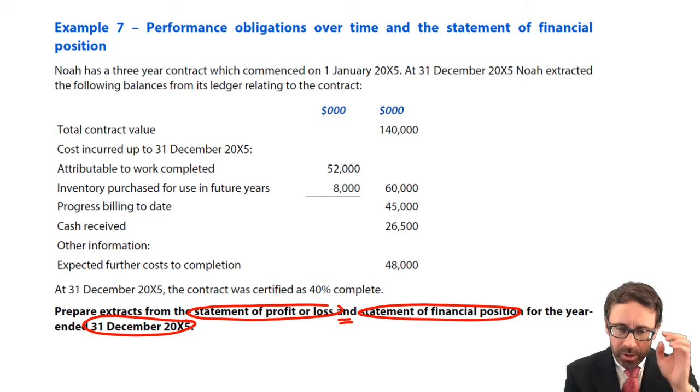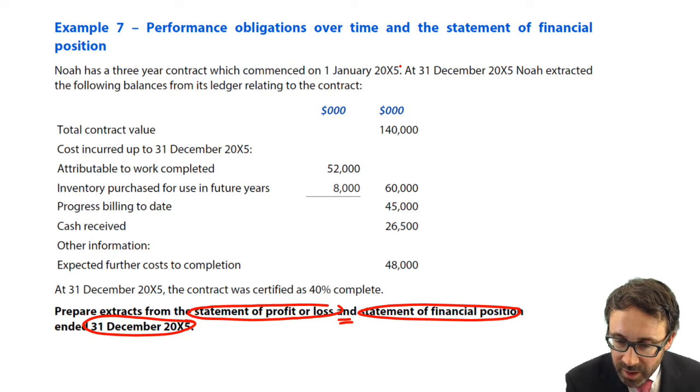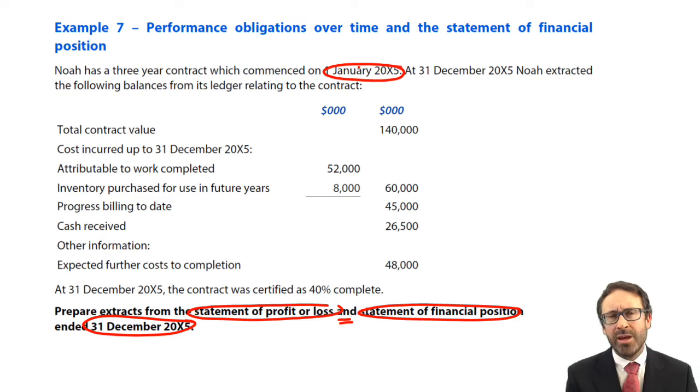So what do we have? Noah has a 3-year contract which commenced on the 1st of January x5. So that's the very start of the year. It's been running for 12 months. We're 1 year in out of the 3. So there are 2 years left.